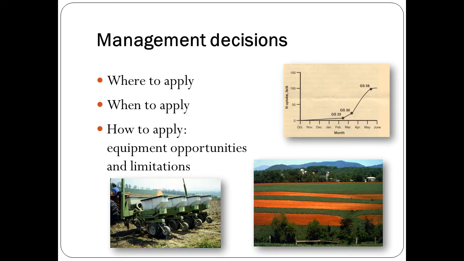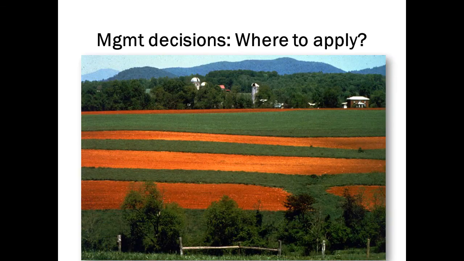For the rest of this presentation, I'm going to talk about management decisions that the producer has to make when she's applying nutrients, whether from manure or commercial fertilizer. These include where to apply, when to apply, and how to apply, and brings into play labor and equipment opportunities and limitations. While some areas of the country feature wonderfully flat ground, for many producers, sloped ground is a fact of life. Soil and nutrients on hillsides are especially vulnerable to runoff.